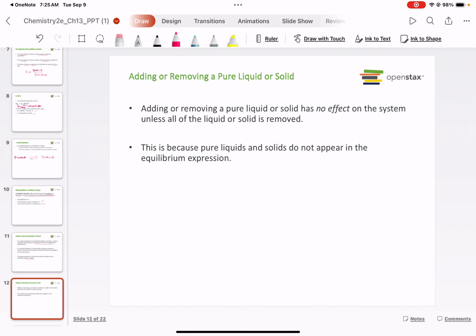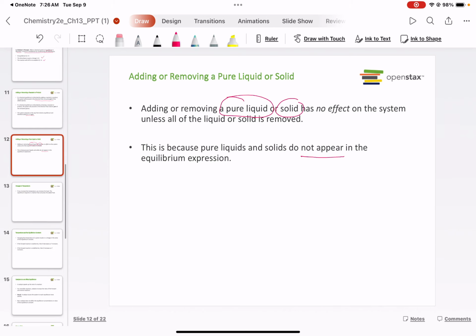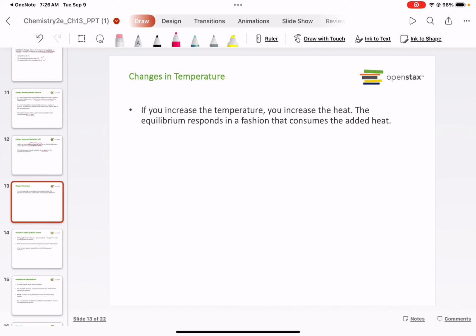Now, if we add a pure solid or liquid, it will not change the reaction at all, because those are not part of the reaction's equilibrium expression. If you increase the temperature, however, you increase the heat of the reaction, and it will affect the reaction.